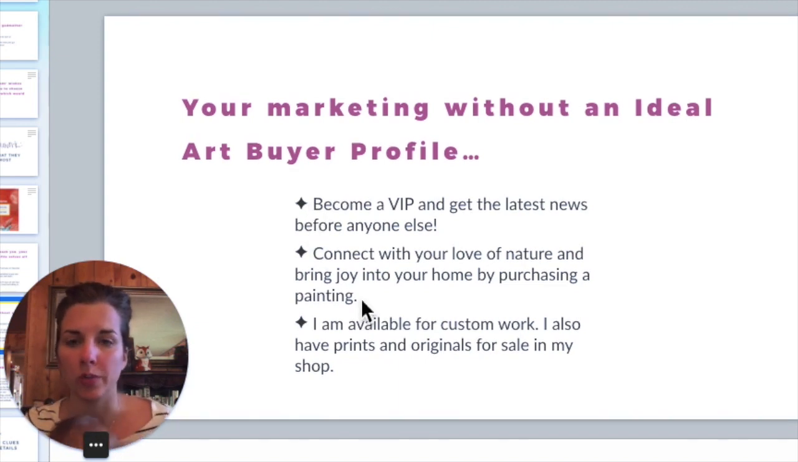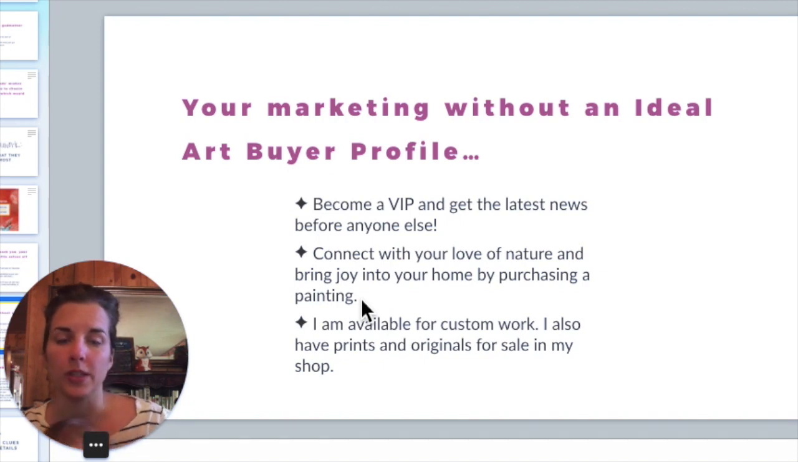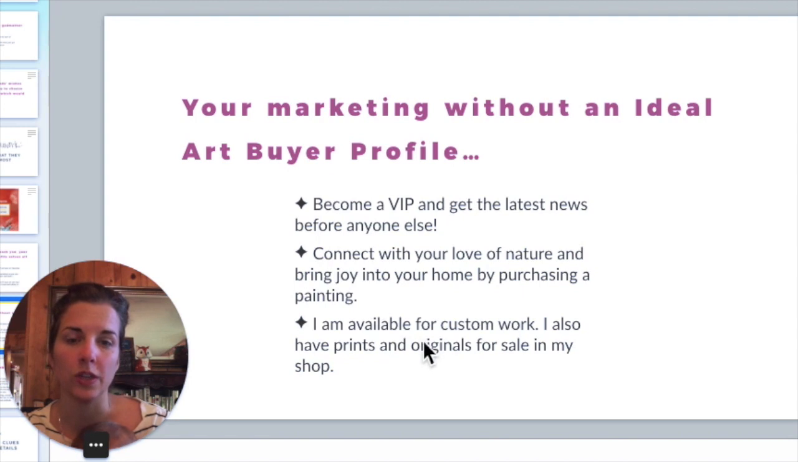Connect with your love of nature and bring joy into your home by purchasing a painting. Again, there's nothing inherently wrong with this one, but I'd say at least 50% of artist websites that I go to say some version of this. Usually it's either color or nature are the two biggies, and bringing joy into your home. That is what people want, but it's not enough. You have to go a step further into knowing why they want to bring joy into their home, what brings them joy, those types of things.